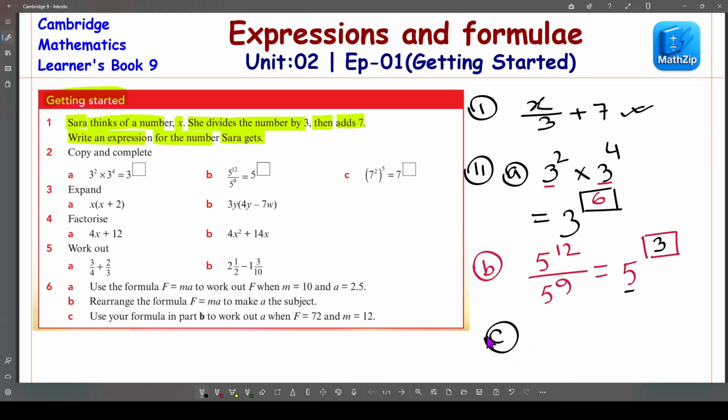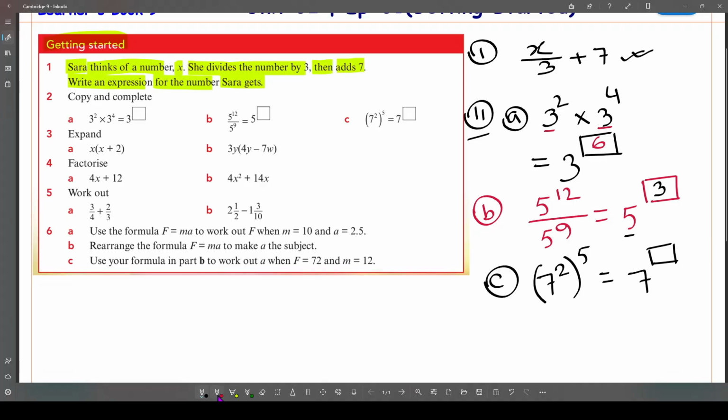Number C of 2. 7 to the power 2, to the power 5, equals 7 to the power blank. This one is also very simple. We know if x to the power y, to the power z, at that time the powers will be multiplied. It means x to the power y times z. Similarly, here the base is the same, which is 7, and 2 times 5 is 10. This is our answer. Okay. So number 1 and 2 done.